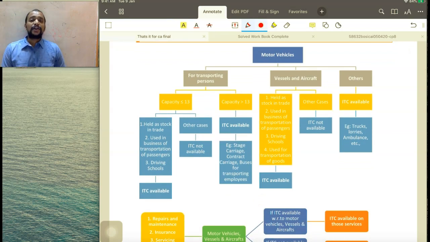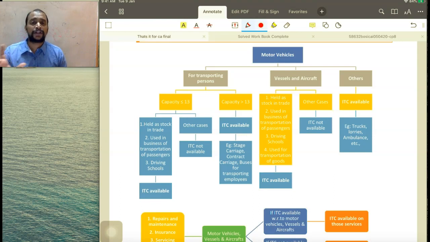What is that exception? If you are dealing with that motor vehicle as a stock in trade, is a car coming under capacity not exceeding 13? Yes. Now you are a dealer in cars. Can you take ITC? Yes. Even though the capacity does not exceed 13, you are a dealer in cars. You can take ITC. Then, you have used it in the business of transportation of passengers. Can you take ITC? Yes. For example, you are a travel service provider. You are using it in the business of transportation of passengers like a cab service provider. Can you take ITC? Yes, you can take ITC.